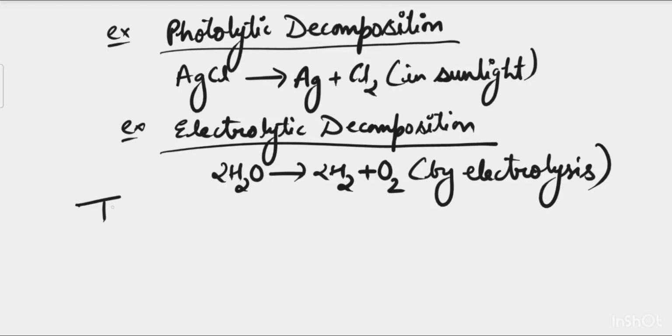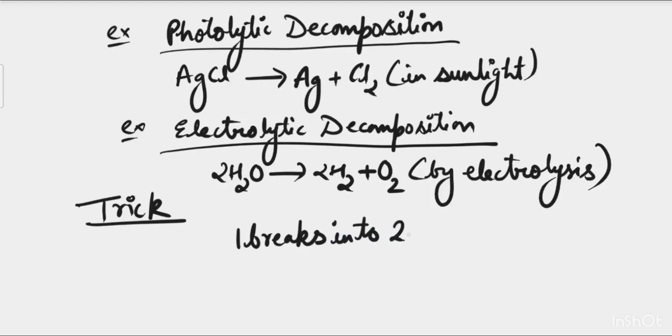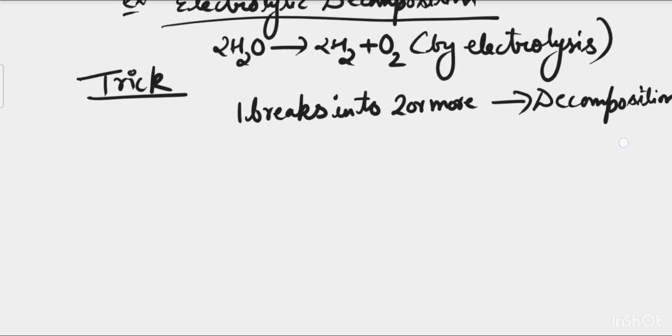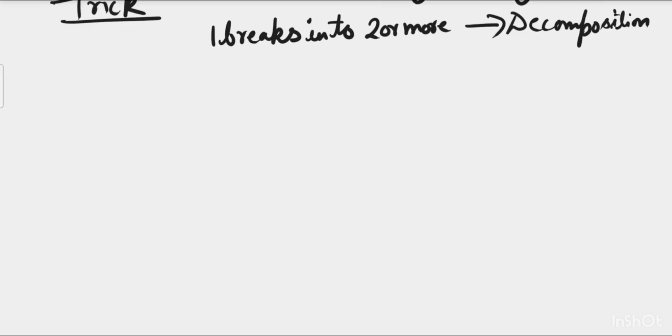Here the trick to remember is: one breaks into two or more, then it will be decomposition. What was combination? When two reactants combine to form a single product. And what is decomposition? One breaks into two or more substances. So it is decomposition reaction.